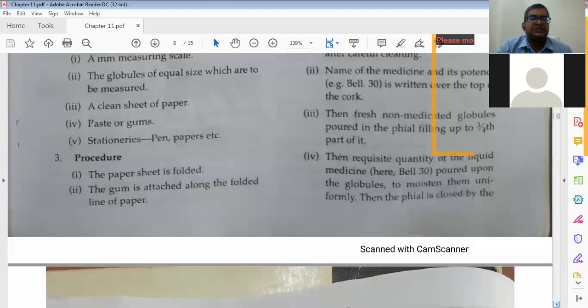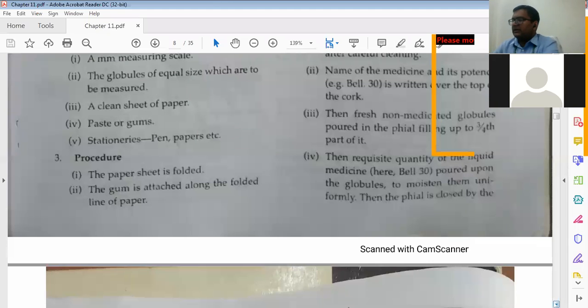What is the procedure? First, the paper sheet is folded. It may be folded so that in between there will be one line, so that on that line you can paste your globules. The gum is attached along the folded line. Means when you fold, in that folding part you have to put some gum.